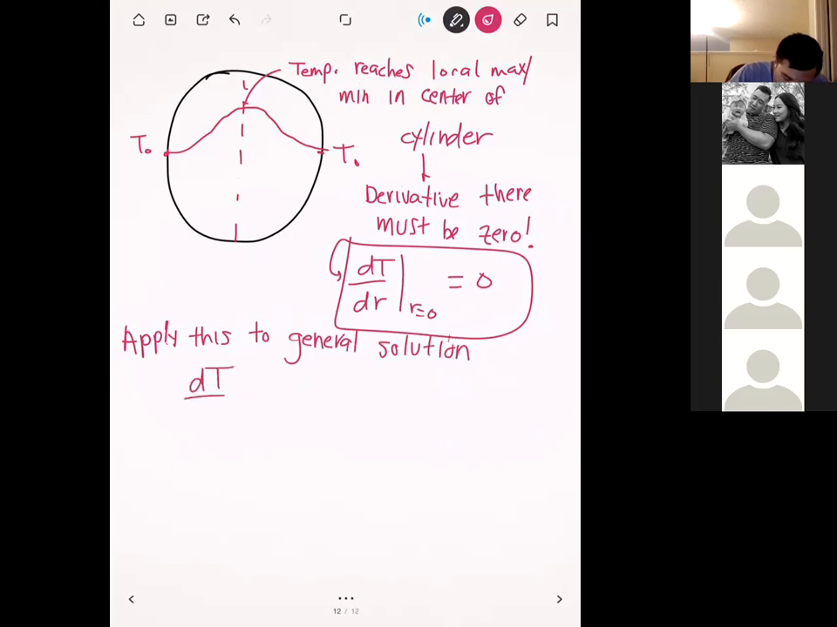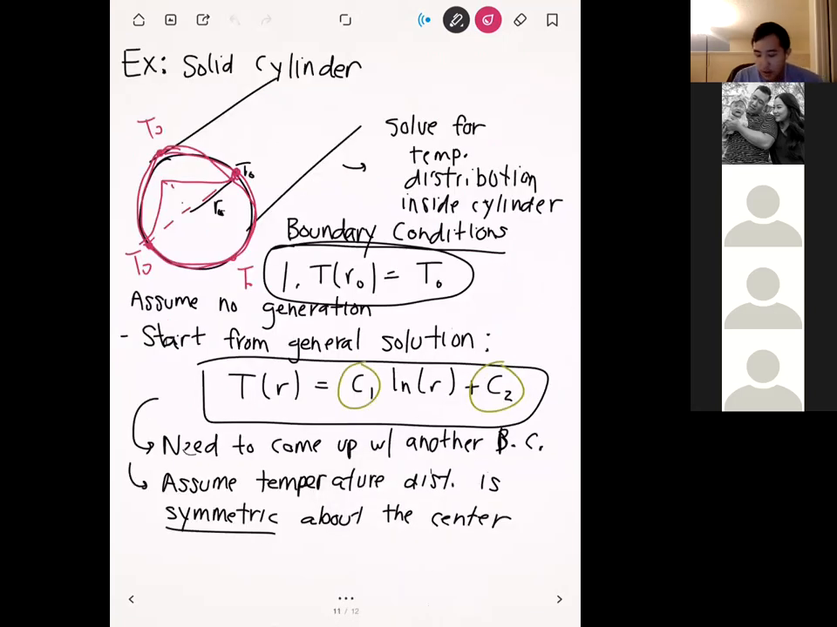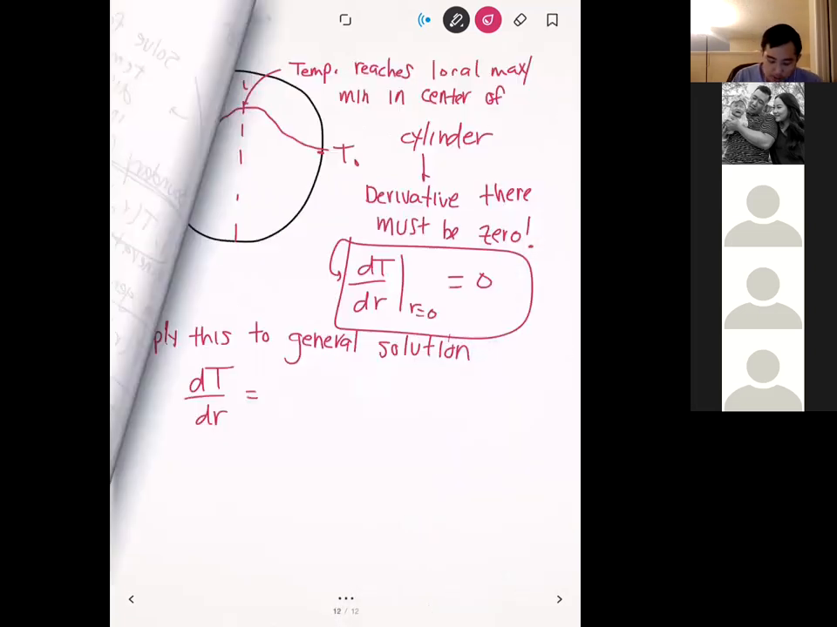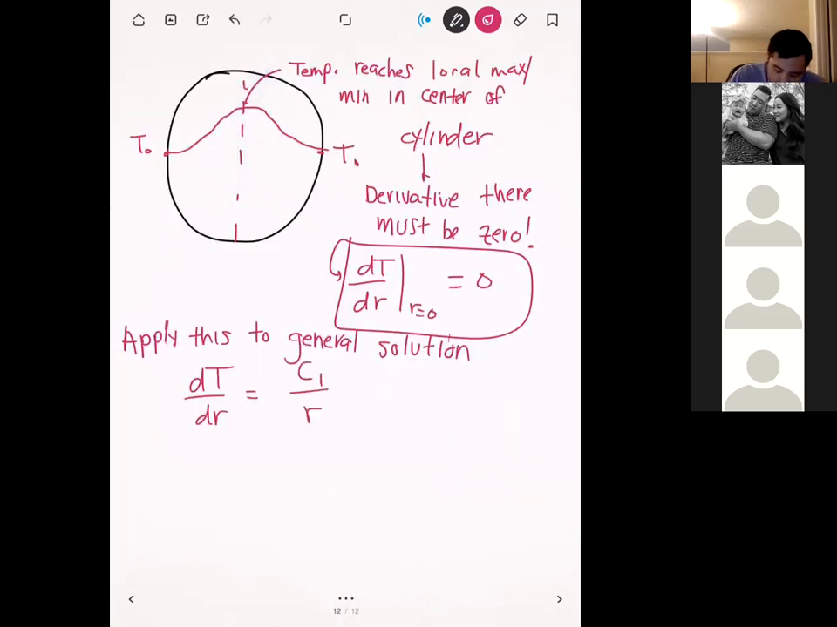And so we have dT/dr. We're just going to take our general solution here, which is C1 ln of r plus C2, and take the derivative of that. When we take the derivative, we get C1 over r. And then the derivative of C2 just goes away because C2 is just a constant. And then if we evaluate this at r equals 0, what we get is C1 over 0 is equal to 0.